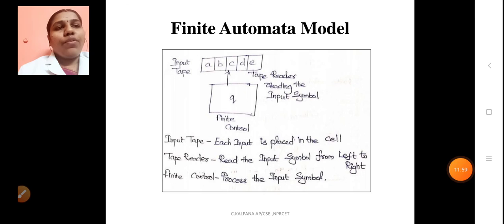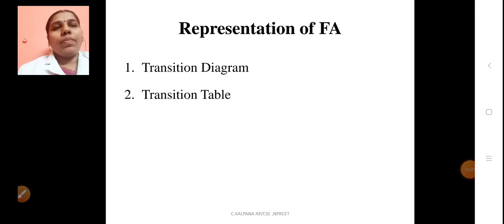I think now everyone has a clear idea about the representation of finite automata. This is the basic concept. The same concept we are going to apply in the types of finite automata, that is in DFA and NFA, and in regular expressions. It has 2 types, DFA and NFA, and they can be represented by transition diagram and transition table.